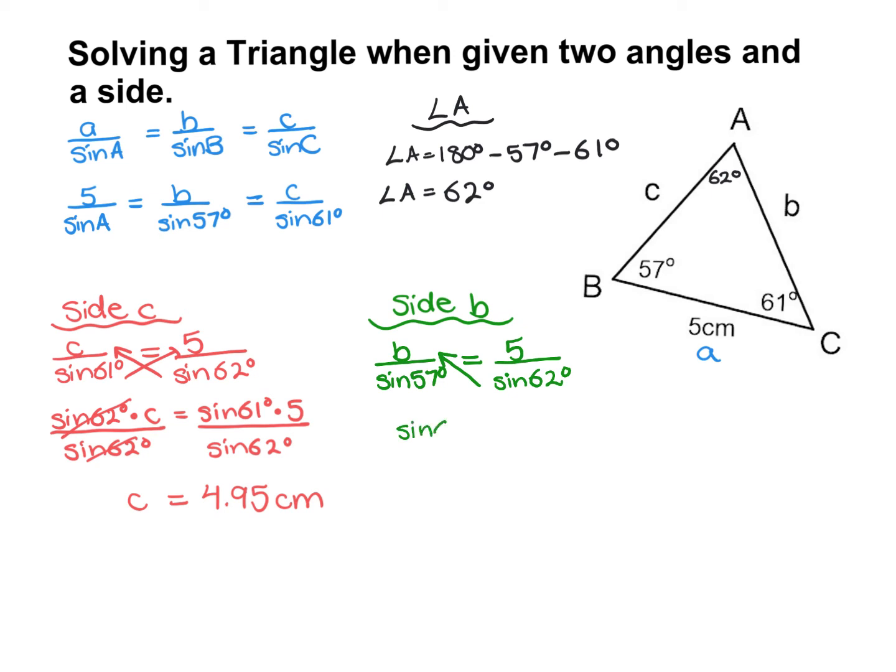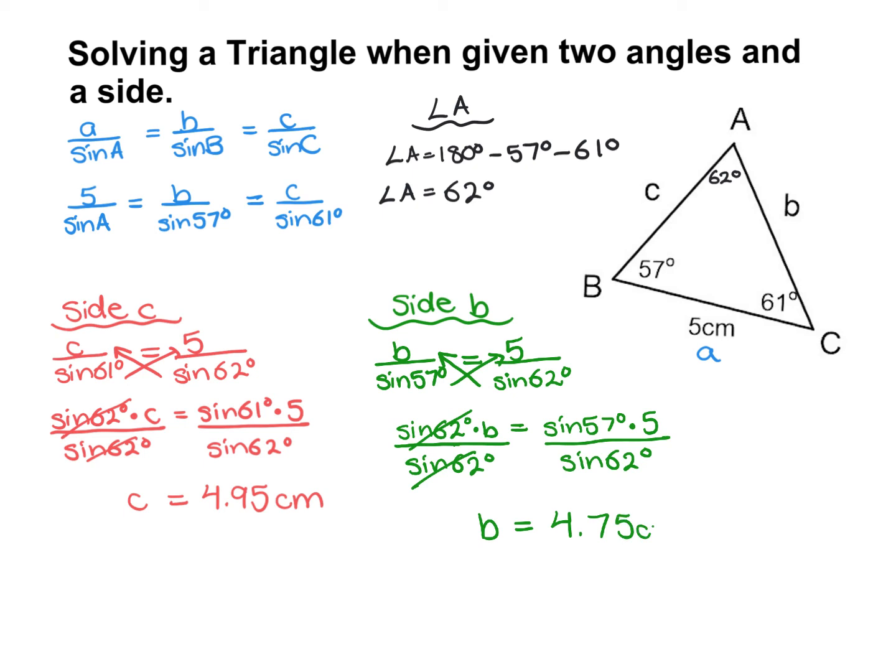So sine of 62 degrees times B on one side, and sine of 57 degrees times 5 on the other side. Now I want to isolate my B, so I'm going to get rid of the sine of 62 degrees. So divide both sides by sine of 62 degrees. Now the left-hand side, those two basically cancel each other out, so you're left with B is equal to. Now you can plug this whole thing into your calculator, and when you do that, your answer should be around 4.75 centimeters. And now we've solved the full triangle.